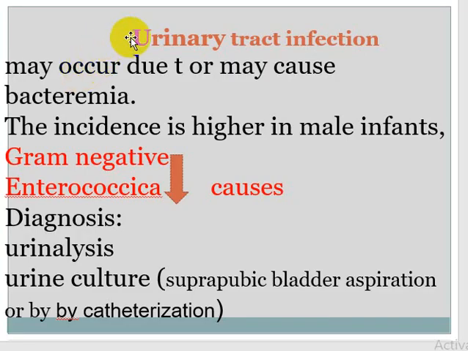Another important infection in the neonate is urinary tract infection, which may occur due to or may cause bacteremia. Sometimes bacteremia predisposes to UTI, sometimes UTI leads to bacteremia. It is caused by gram-negative enterococci. It is higher in male infants in the neonatal period, diagnosed by urinalysis or urine culture, and the culture in this age group is obtained from suprapubic aspiration or by catheterization.